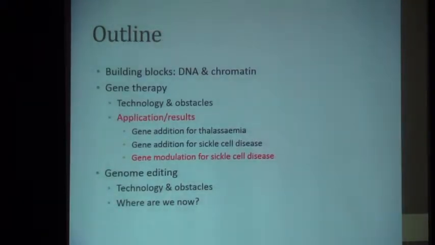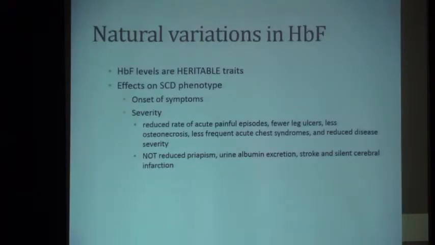What about gene modulation for sickle cell disease? So we've got natural variations in hemoglobin F, and I think everybody will be aware of that. Hemoglobin F is a heritable trait, and it has an important effect on the sickle cell disease phenotype. And this is both on the onset of symptoms, but also in the severity.